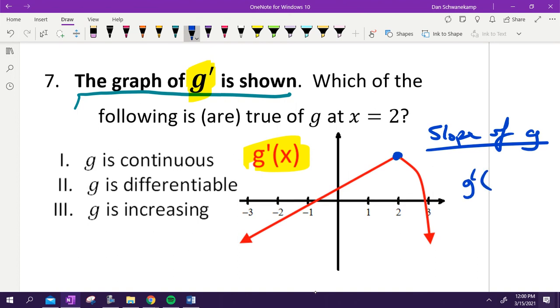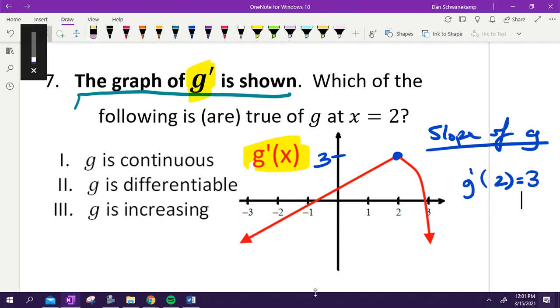If I were to ask you what g prime at 2 is, this is a graph of g prime, what would you tell me g prime of 2 is? It's not labeled, but in general it's 3. Sure, let's go with 3. It doesn't matter. We're just going to say that it's 3 for a second. So, is g continuous?